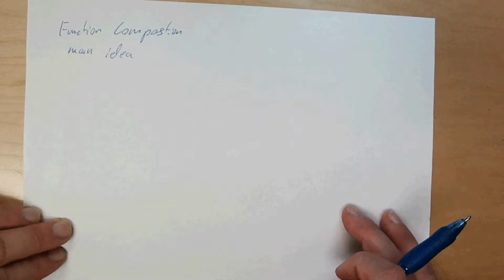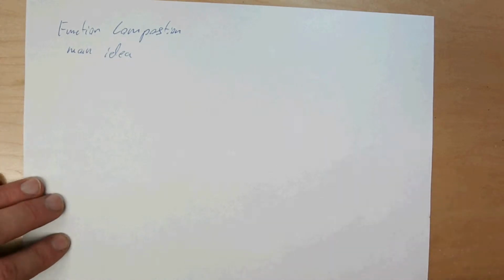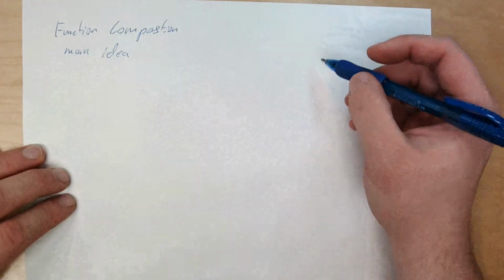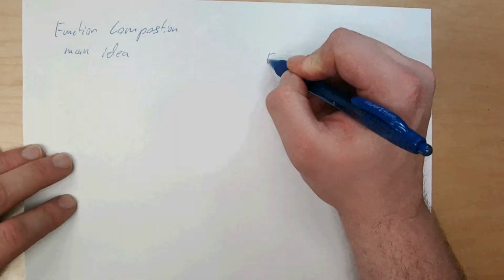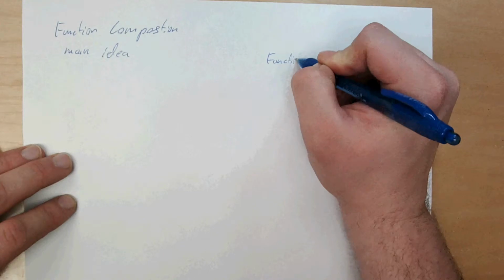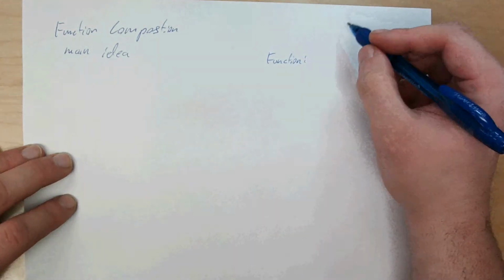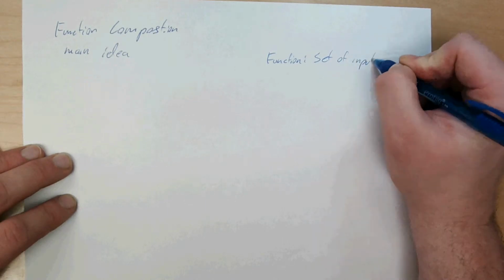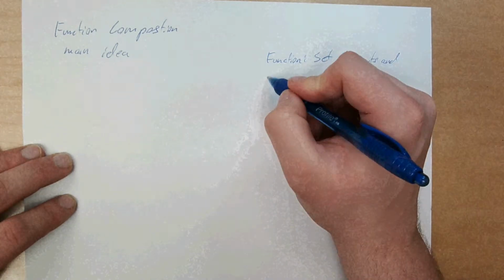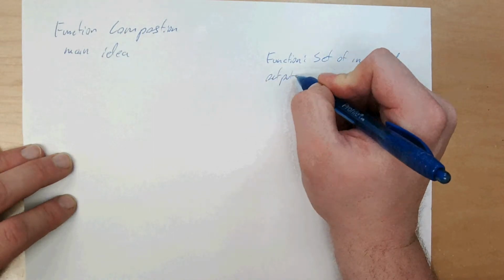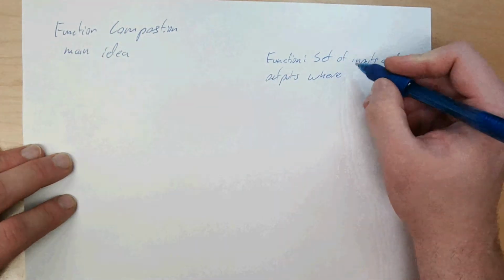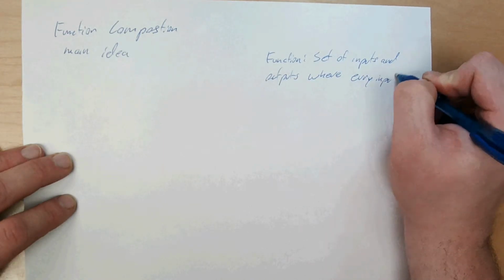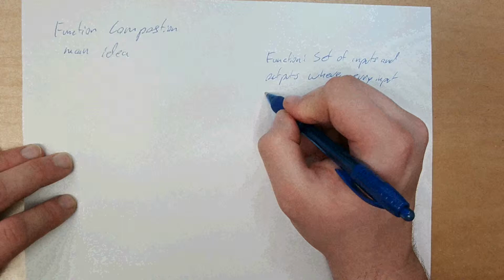Alright guys, so I want to talk about the main idea of function composition here. So remember that to do function compositions we got to know what a function is. So let's write down our function definition here. A function is a set of inputs and outputs, where every input has only one output.